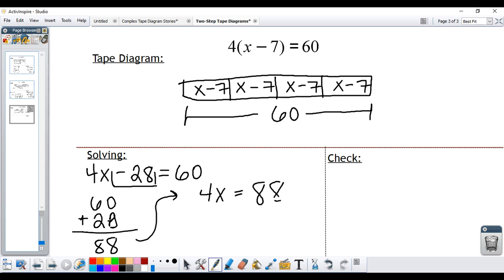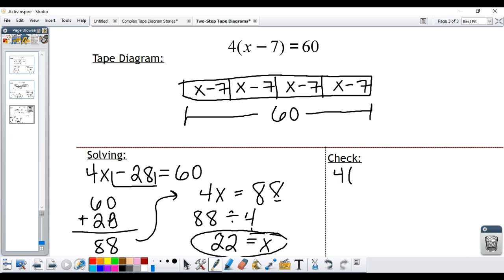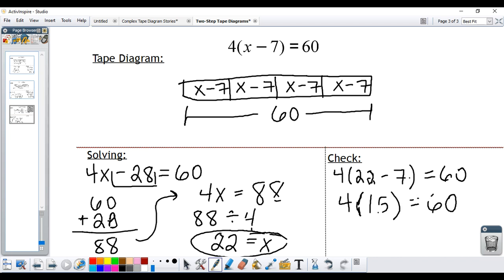Since 4 times something is 88, let's divide 88 by 4. And we get 22 is equal to x. Let me fix that too. And again, I can double check. So I'm going to go over here to my check. And I'm going to do 4 times 22 minus 7. Is it 60? So we'll do our parentheses first. 22 minus 7 is 15. And 4 times 15 is, in fact, 60. So that works. So I know that my answer is correct.